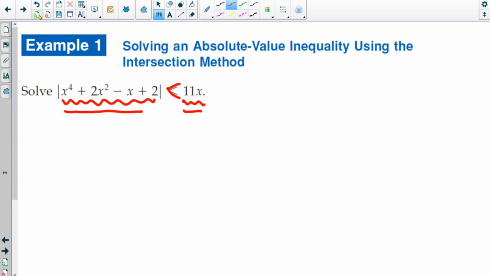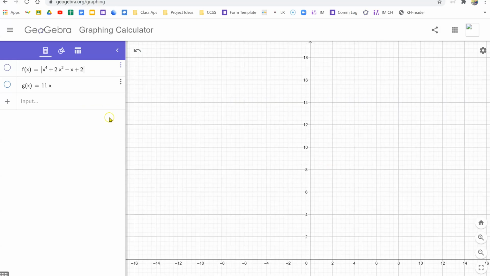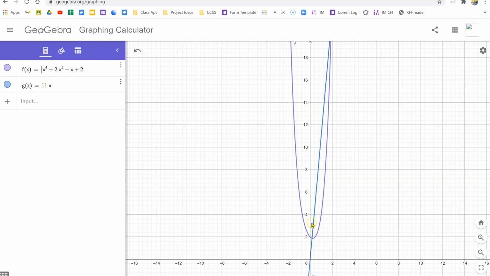So again, we're going to use the GeoGebra graphing tool. So I'm going to go there and save a little time and have it already set up. I've already entered the functions. This is the function that was on the left-hand side that was less than or equal to this function on the right-hand side. And what you can see on the graph is there's nothing there. It's because if I want the graphs to appear or disappear, I can just click on this little dot. You can see that the absolute value of x to the fourth plus 2x squared minus x plus 2 is this curve, and then 11x is this line.